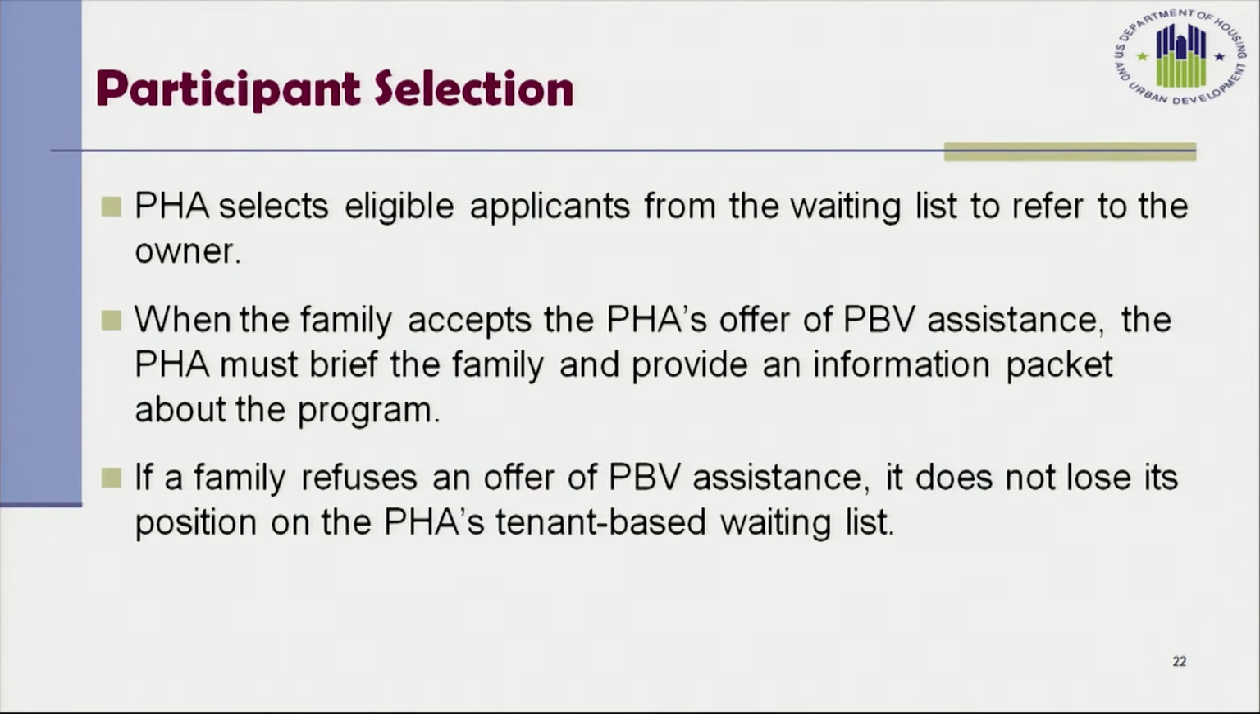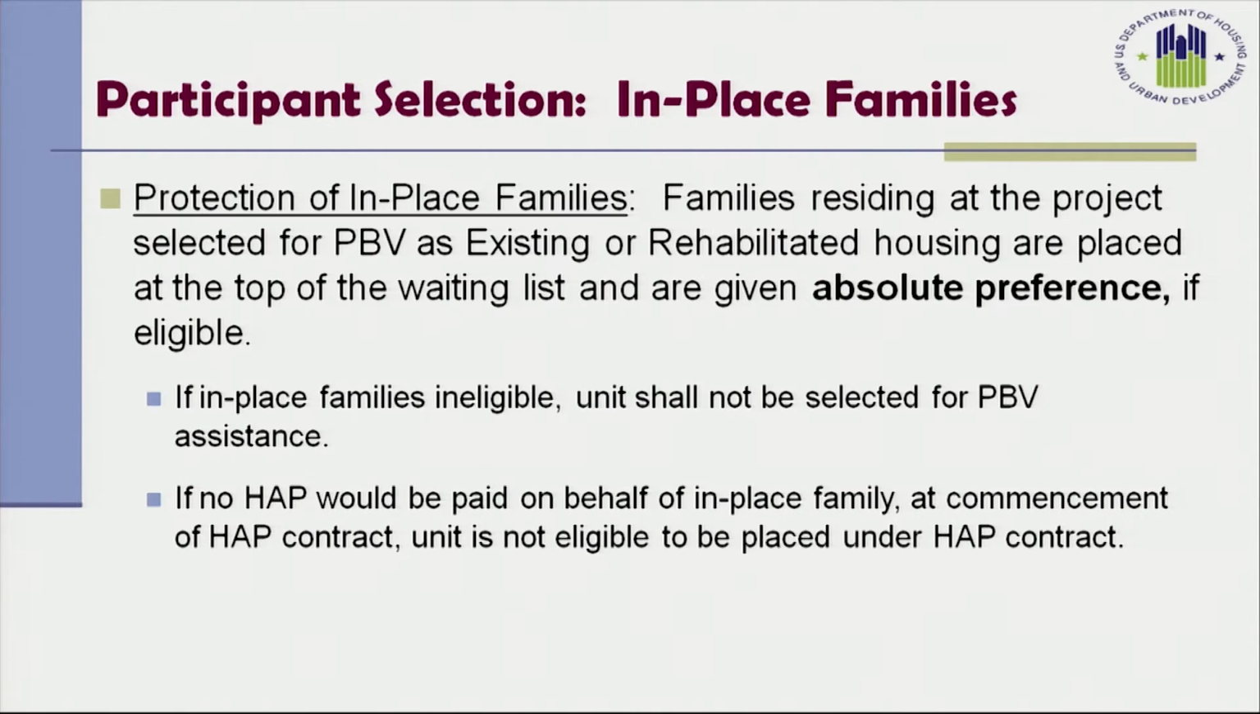Participant selection. The PHA selects eligible applicants from the waiting list to refer to the owner. When the family accepts the PHA's offer of PBV assistance, the PHA must brief the family and provide any information required in an information packet about this program. If a family refuses the offer of PBV assistance, it does not lose its position on the PHA's tenant-based waiting list.